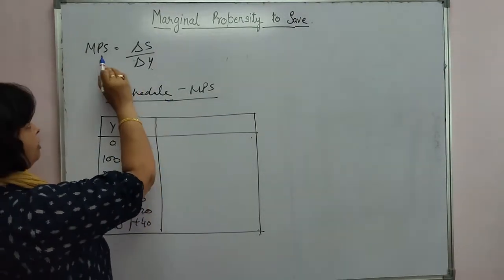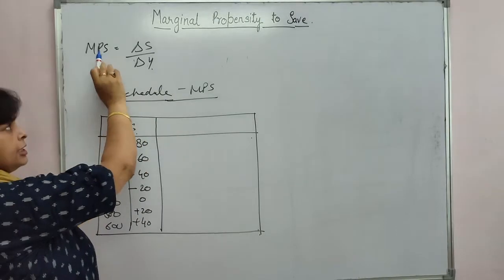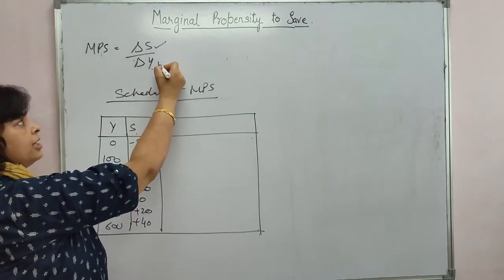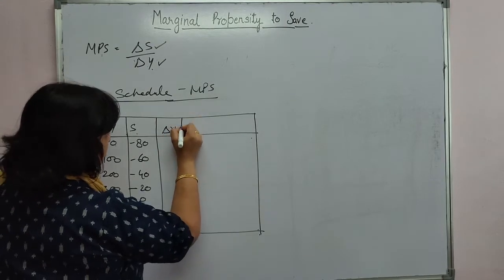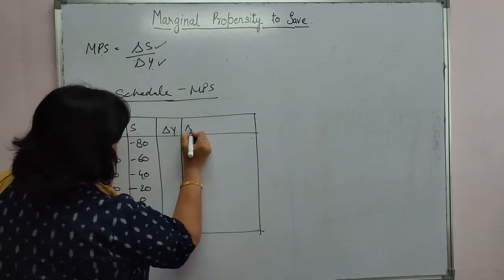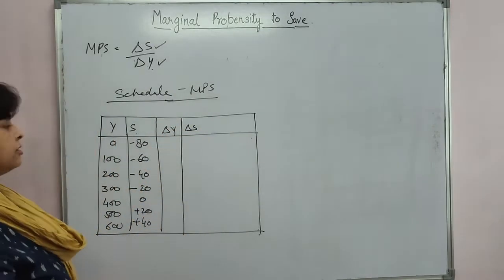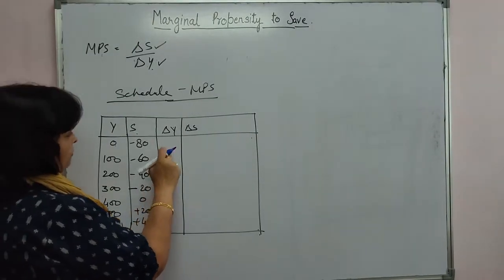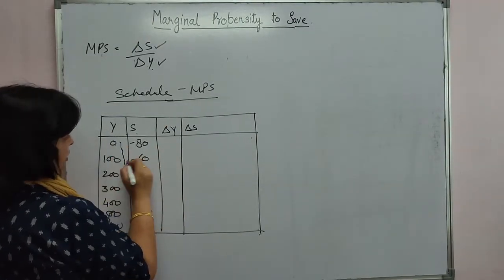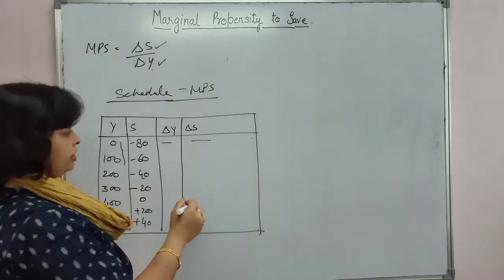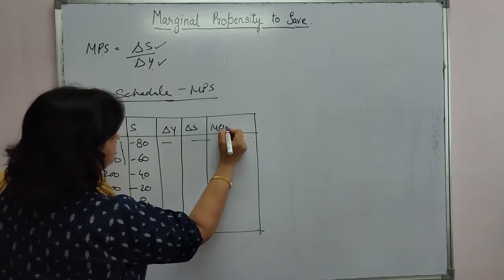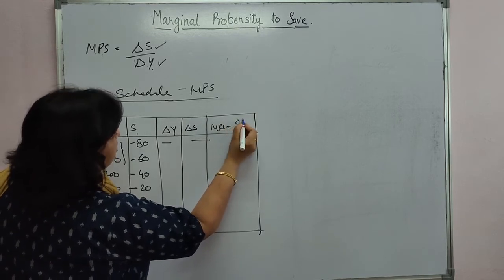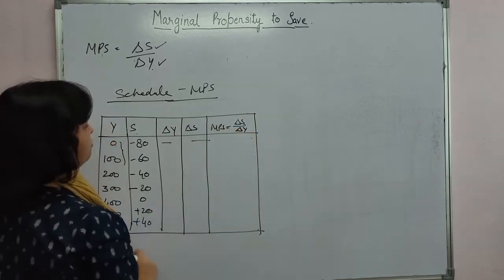So I'm not calculating saving separately. Now since we have to calculate the value of MPS, we will require delta S and delta Y. So one column will be delta Y and the next column will be delta S. The value of delta Y in the first row will have no change. The last column is marginal propensity to save, equal to delta S upon delta Y.